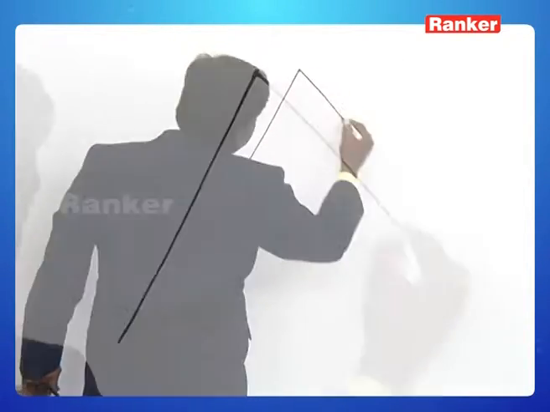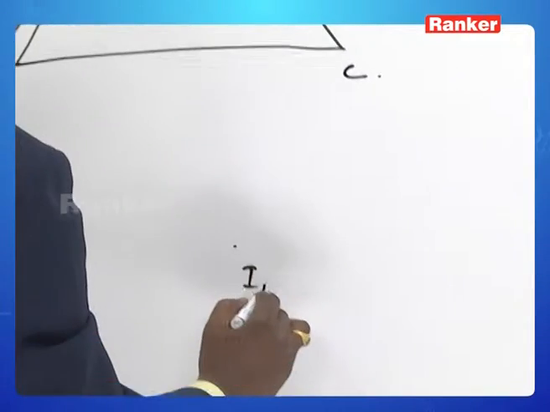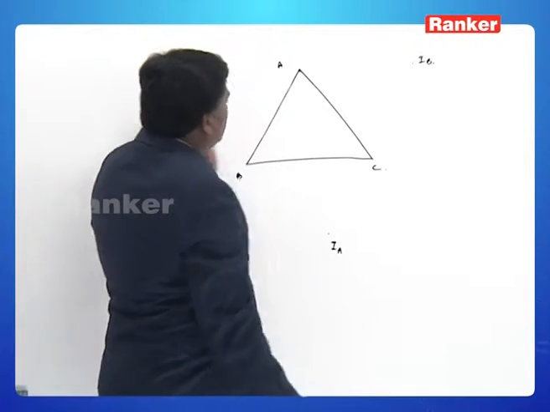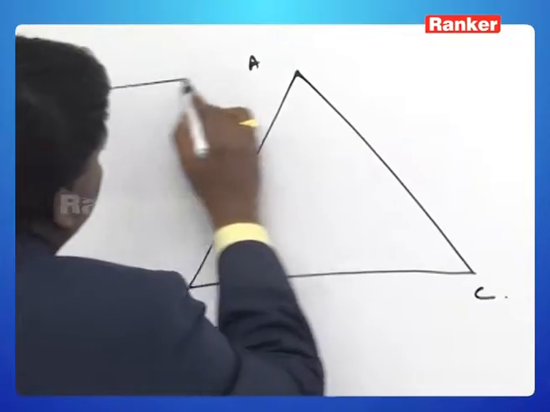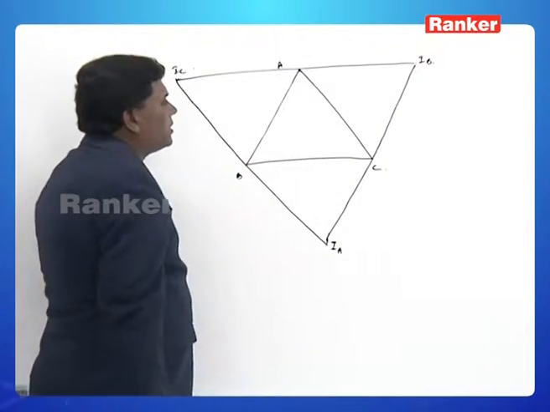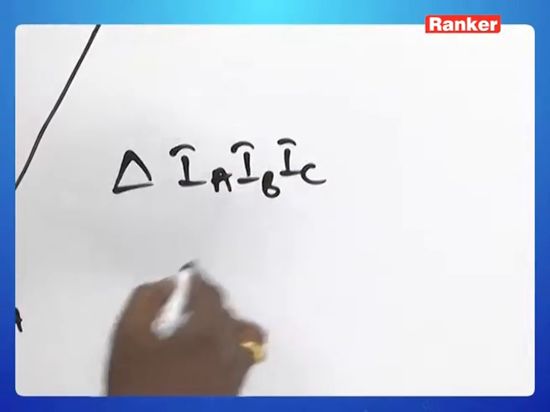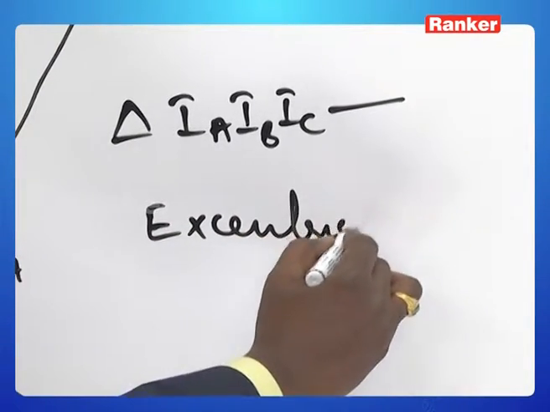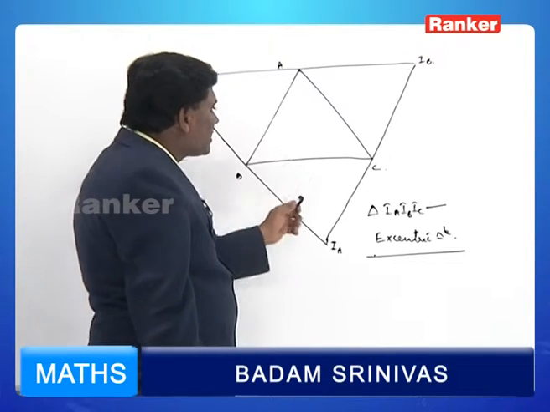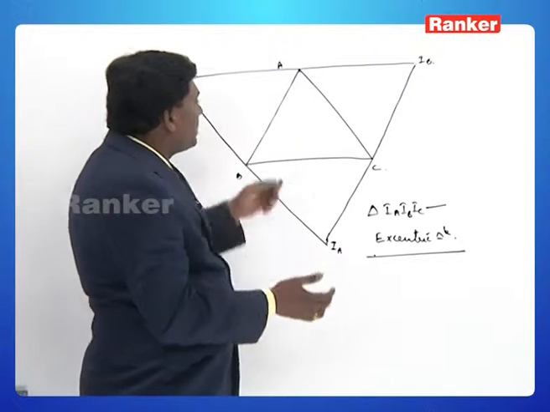In a triangle ABC, if IA, IB and IC are the excenters opposite to A, B, C respectively, joining these we get a triangle which is called the excentral triangle of the given triangle. Triangle IA IB IC is defined as the excentral triangle of the given triangle ABC, and this excentral triangle is related to one more triangle. In the triangle we define a next concurrent point, that is the pedal triangle. We will discuss this one in the coming concurrent cases.